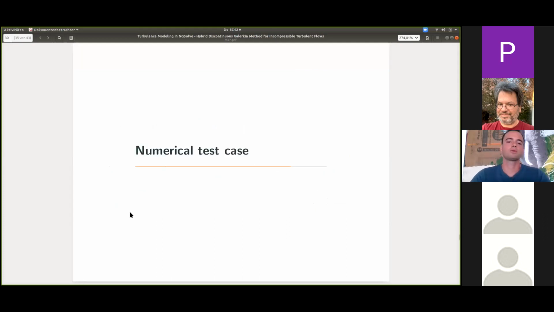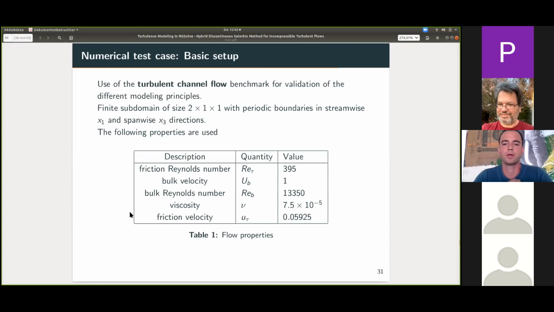In the end, I also want to show you some numerical test case that I realized in my master thesis. So a small benchmark where we tested and validated our different modeling principles, discretized with the H-div conforming HDG method.